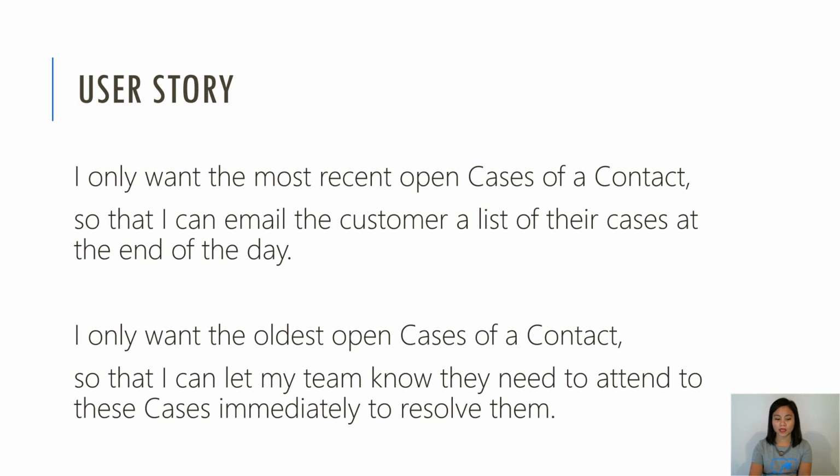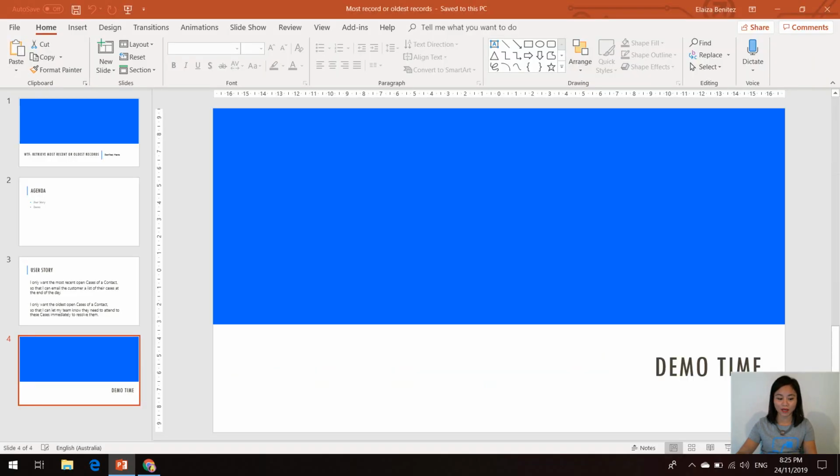The second user story is, I only want the oldest open cases of a contact so that I can let my team know they need to attend to these cases immediately to resolve them. Or you could have it where you need to send the oldest cases to the contact. That's another valid user story as well. So without further ado, let's jump straight into Power Automate with Flow.